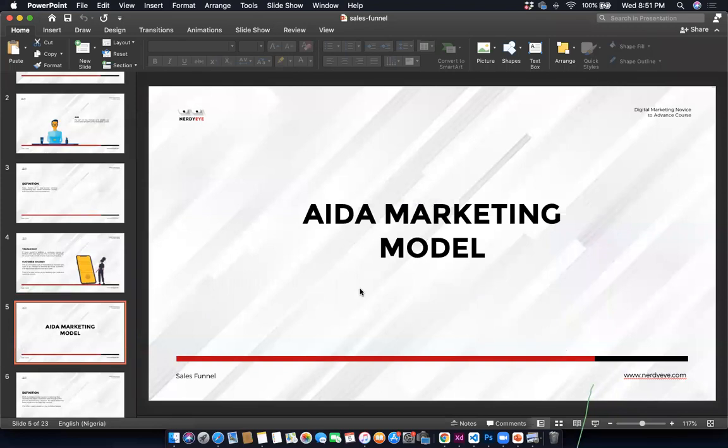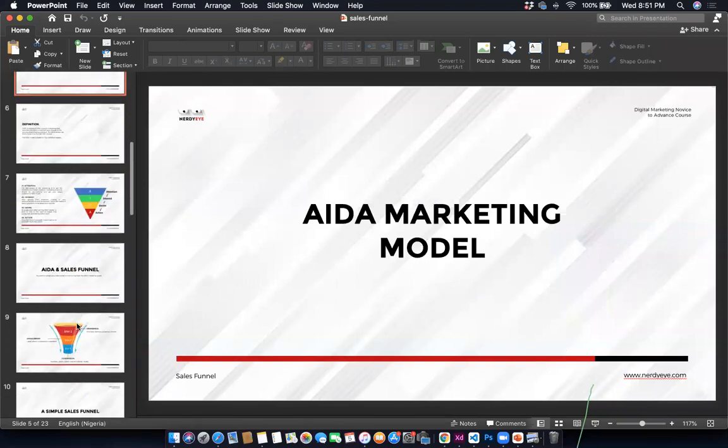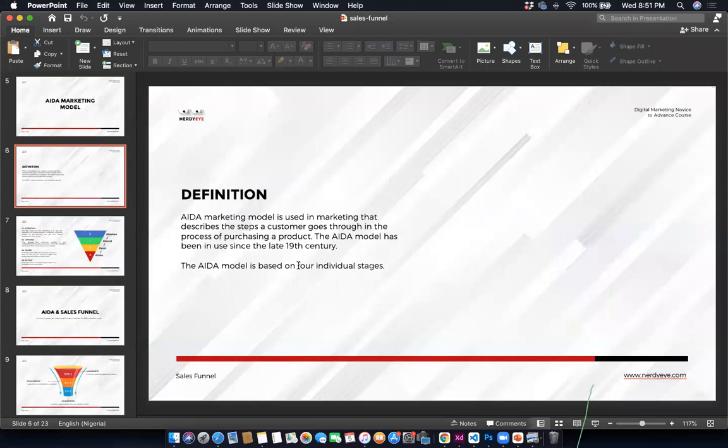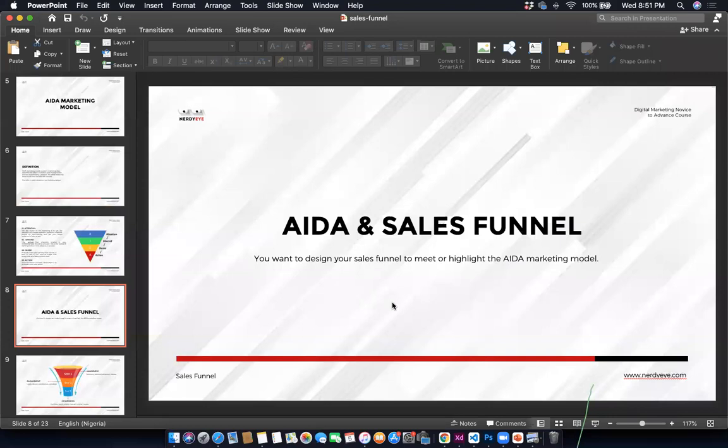Now, there is this AIDA marketing model that marketers have been using from ages, right? The AIDA marketing model describes the steps a customer goes through in the process of purchasing a product. The AIDA model has been used since the late 19th century, so of course, this is not me. The AIDA model is based on 4 stages. What we're trying to do in this particular course is to understand the AIDA marketing model and see how we can use it inside our own sales funnel. That's why this particular headline is saying AIDA and sales funnel.